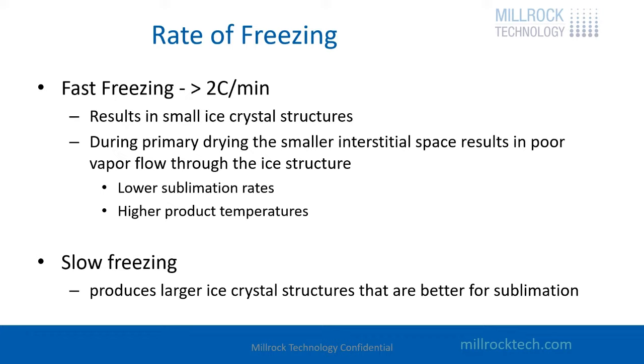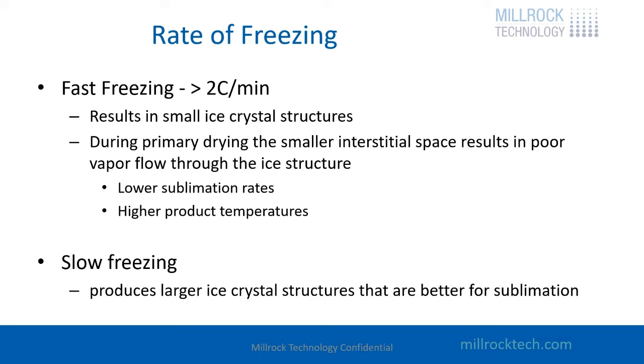Fast freezing results in small ice crystal structures. What does that mean? Well, it means that during the primary drying cycle, when sublimation is going to occur, there's a smaller interstitial space between the ice crystals, and that results in poor vapor flow through the ice structure. So it actually inhibits or hampers the sublimation process. So it's going to lead to lower sublimation rates and ultimately higher product temperatures because the vapor can't escape as you're adding heat. Then the sublimation rate's lower, and it leads to an increased product temperature.